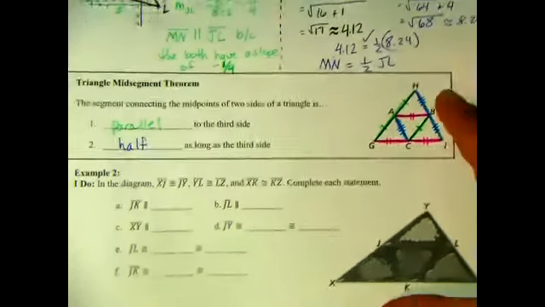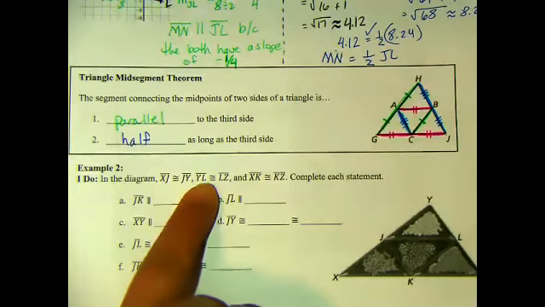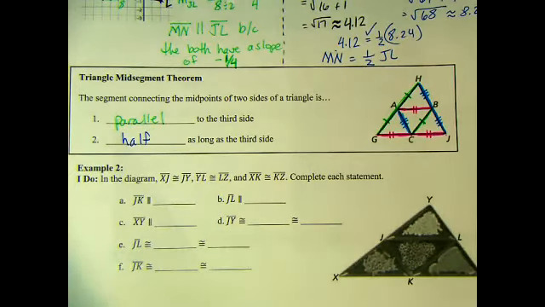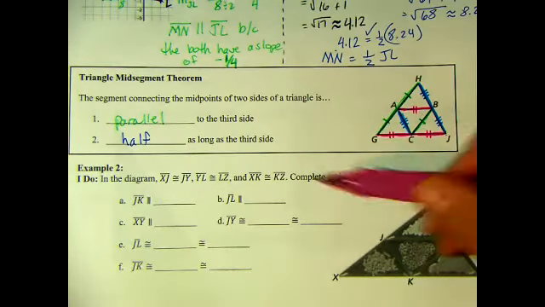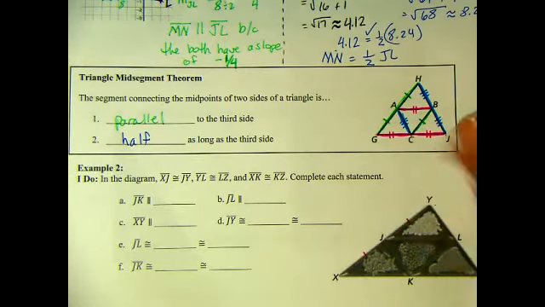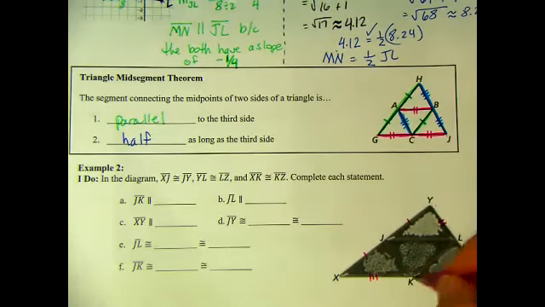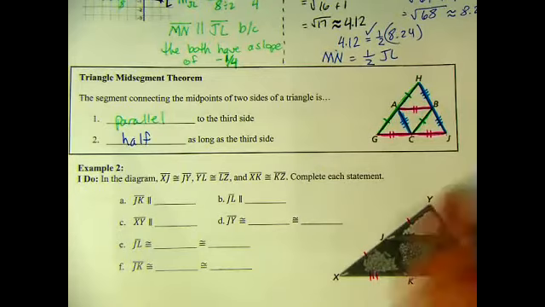So if we come to our example here, it says in the diagram, XJ is congruent to JY. XJ, I want to pick a color that's bright. XJ is congruent to JY, so this is congruent to this. YL is congruent to LZ, so this is congruent to this, and XK is congruent to KZ. So XK 1, 2, 3 is congruent to KZ 1, 2, 3.